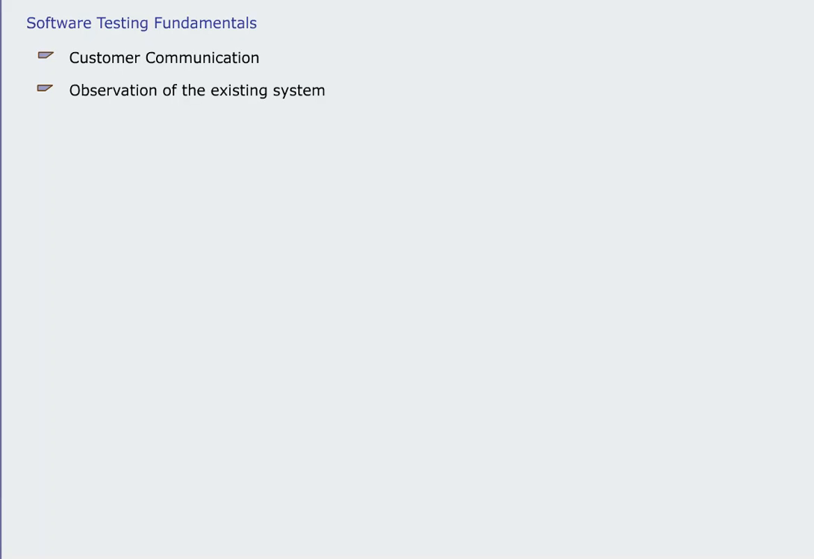Let's start our discussion from Software Testing Fundamentals. A software engineer develops a product based upon the concepts he has developed after customer communication and observation of the existing system. After a software product is developed, it is tested before delivering to the customer. In order to test a software product, the software engineer develops test cases.